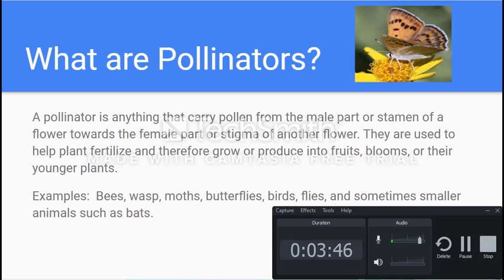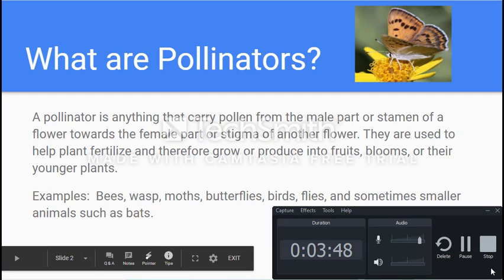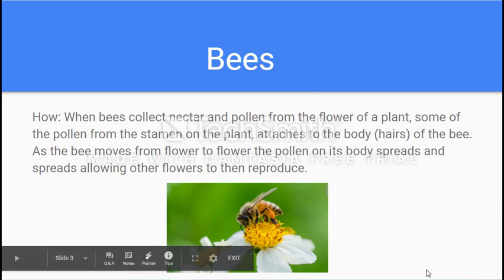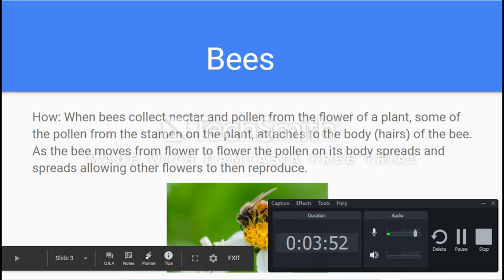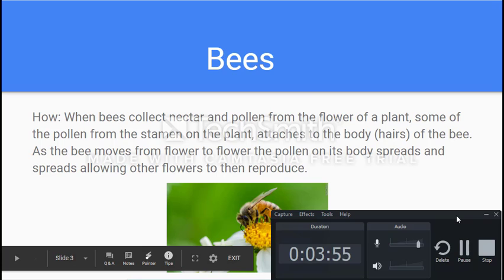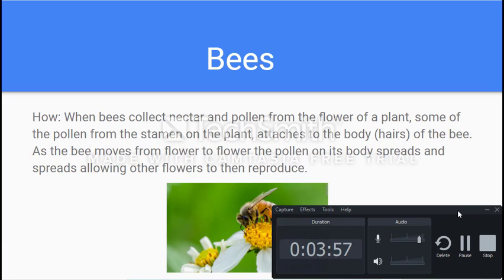Now, let's get into the different types of pollinators that there are. So first I want to talk about how bees pollinate, and how pollination is helpful for them.